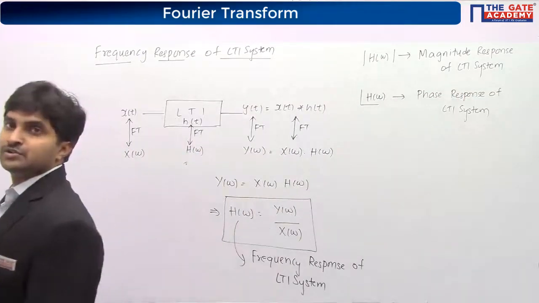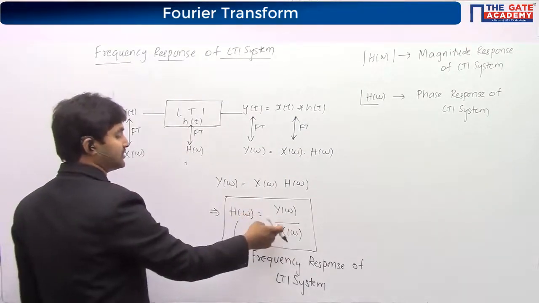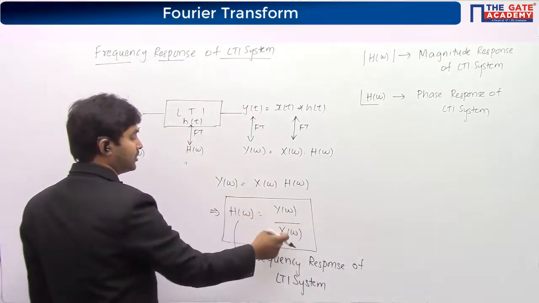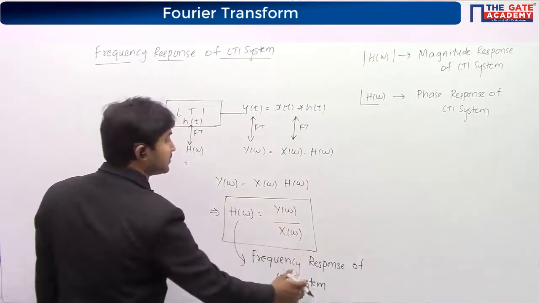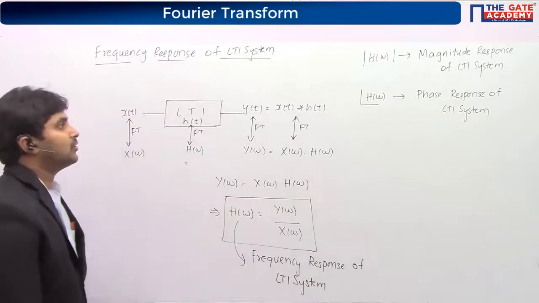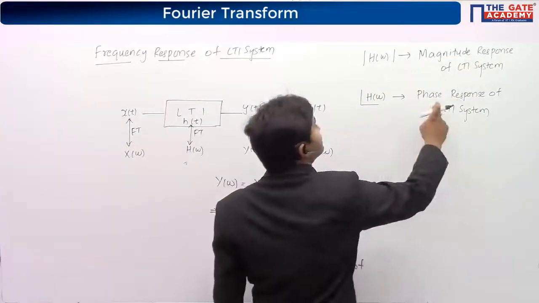Okay? So H of omega is nothing but the ratio of Y of omega to X of omega. We call it the frequency response of an LTI system, whose magnitude is what we call the magnitude response, and its phase we call the phase response.